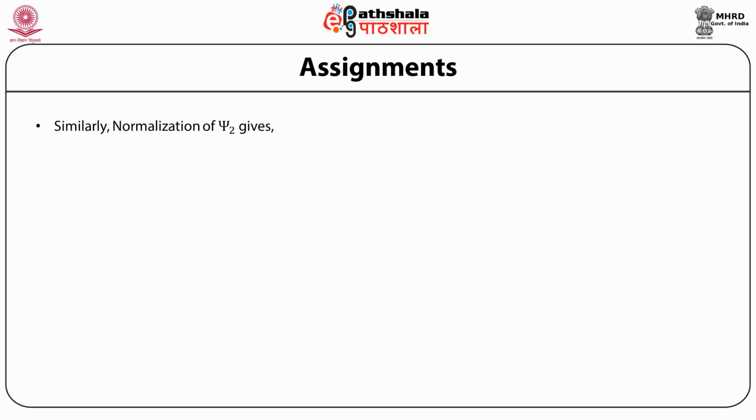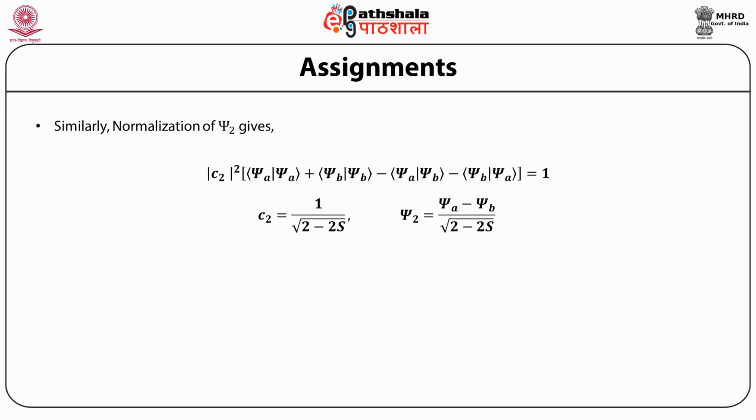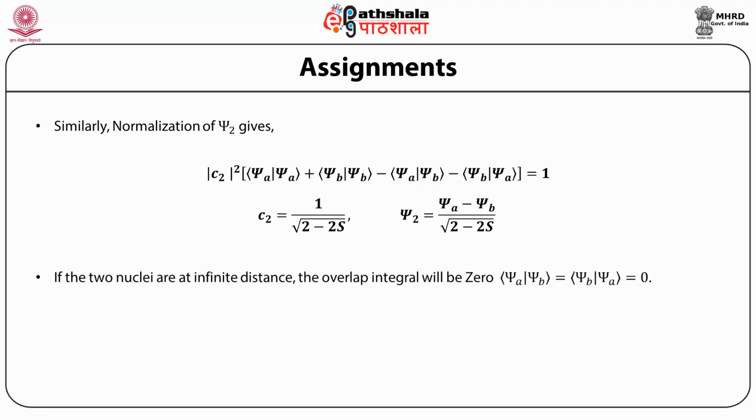Similarly, normalization of psi 2 gives C2 square times psi a minus psi b, psi a minus psi b, is equal to 1. So, C2 is equal to 1 upon root of 2 minus 2s, and psi 2 is equal to psi a minus psi b upon root of 2 minus 2s. And if the two nuclei are at an infinite distance, the overlap integral is 0, that means the integral of psi a psi b is equal to psi b psi a is equal to 0, and the normalization factor for both psi 1 and psi 2 is root 2.